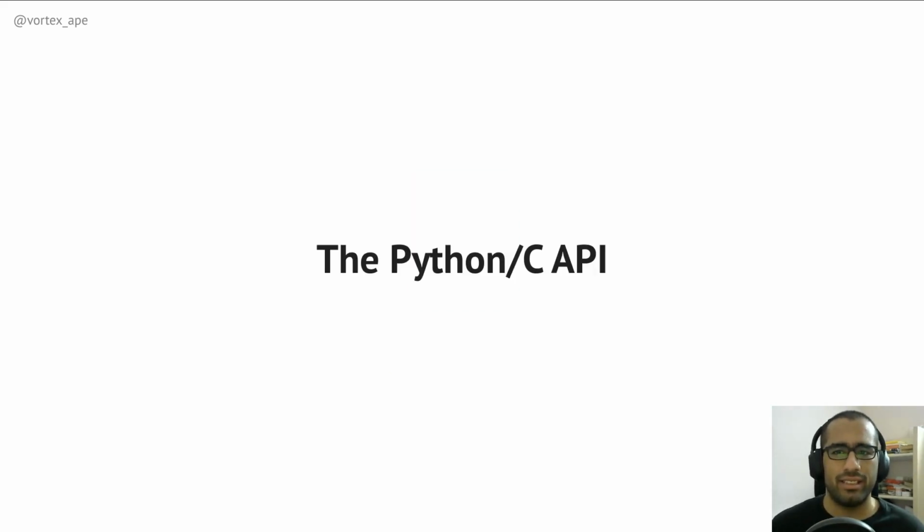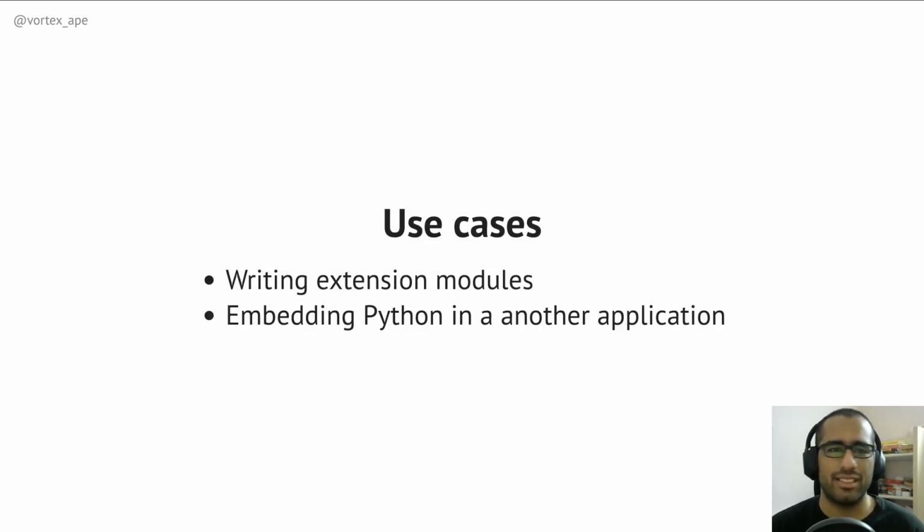So CPython, the reference implementation of Python, the programming language, as the name suggests, is written in C. It exposes a rich API using which we can extend Python functionality. The main use cases are writing extension modules so that we can use C or C++ modules in the Python interpreter, and embedding Python as a component in a larger application. We're only going to look at the first use case in this talk.